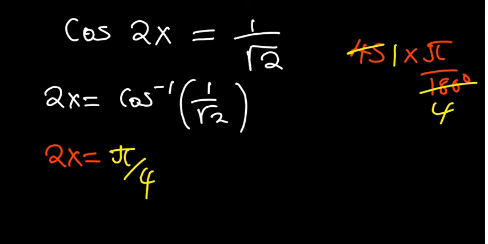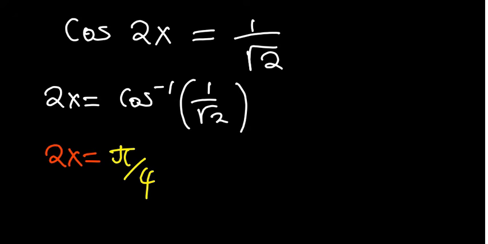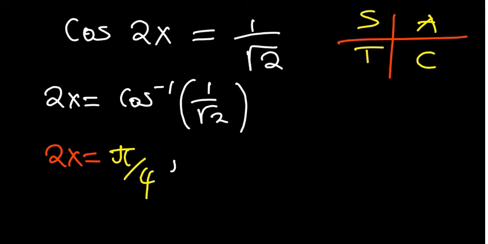4 times, right? Good. So at that point, we need to understand where else we expect our cosine to be positive, since it's a positive 1 over root 2. If you look at the 4 quadrants, we said all students take calculus. So where there's C, that's where cosine is positive. That's in the 4th quadrant. In the 4th quadrant, 360 is the same as 2 pi. So it's going to be 2 pi minus pi over 4 as one of the possible solutions.